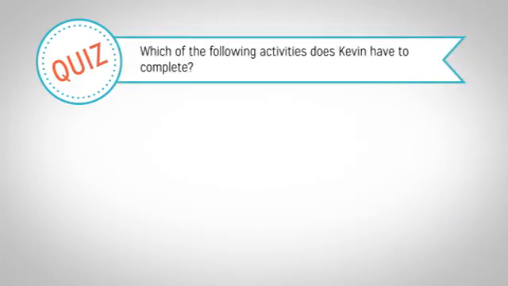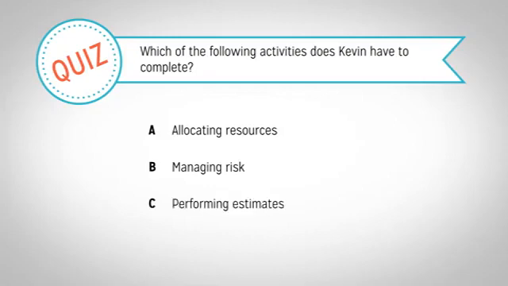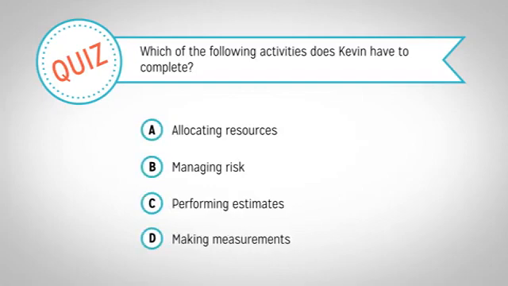Which of the following activities does Kevin have to complete? A. Allocating resources. B. Managing risk. C. Performing estimates. Or D. Making measurements.